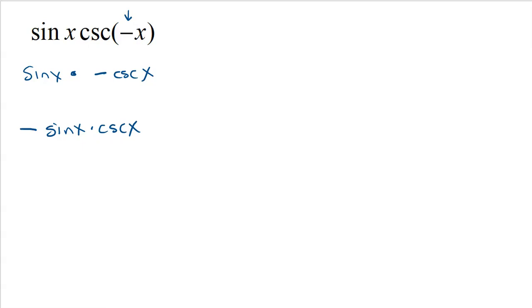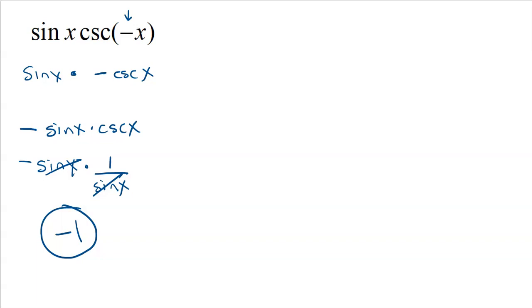All right, but wait a minute. Check this out. I'm going to use a reciprocal identity. Cosecant is 1 over sine of x. Therefore, the sine of x over sine of x is 1. So the only thing left is negative 1. There's my final answer, negative 1. No more trig at all. Talk about a simpler answer. Doesn't get much more simpler than that.